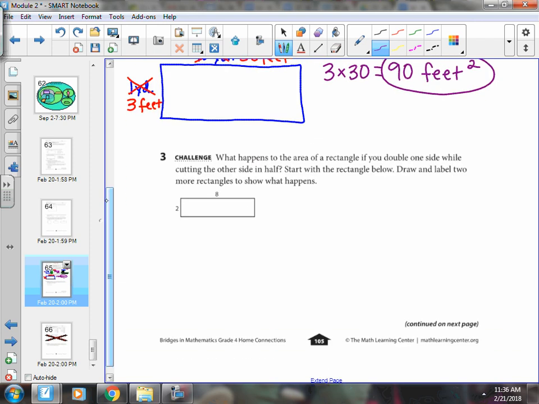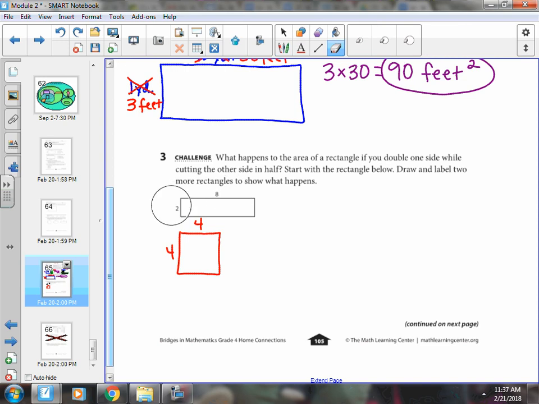All right, number 3. What happens to the area of a rectangle if you double one side but cut the other side in half? I think I'm going to cut 8 in half and make it 4 and double the side. So here's what I did. I cut this number in half and doubled this number. So 8 became 4 and 2 became 4. I cut one number in half and doubled the other number.